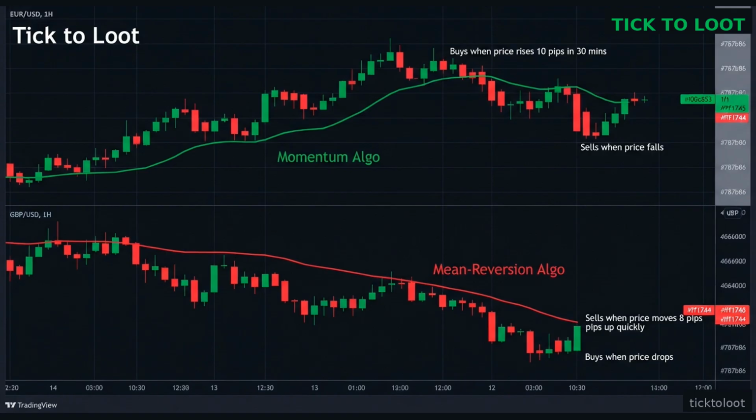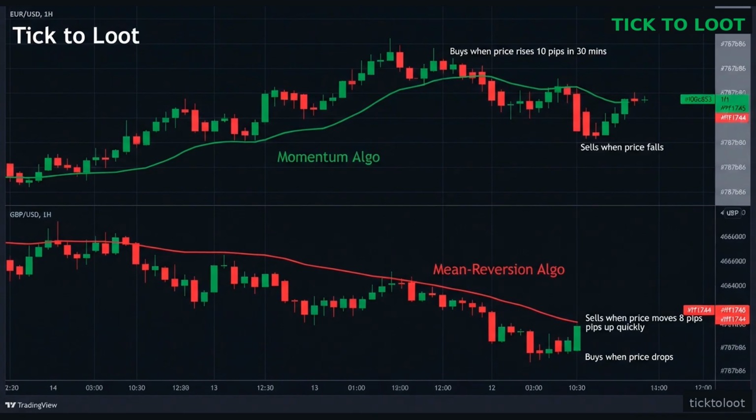All right, let's bring two simple trading robots to life with a real-world example. Imagine you have a momentum algo that watches the euro-dollar pair, euro to US dollar. Its rule is straightforward. If the price climbs 10 pips in half an hour, the algo jumps in and buys, hoping the rise continues. If the price drops 10 pips, it sells.